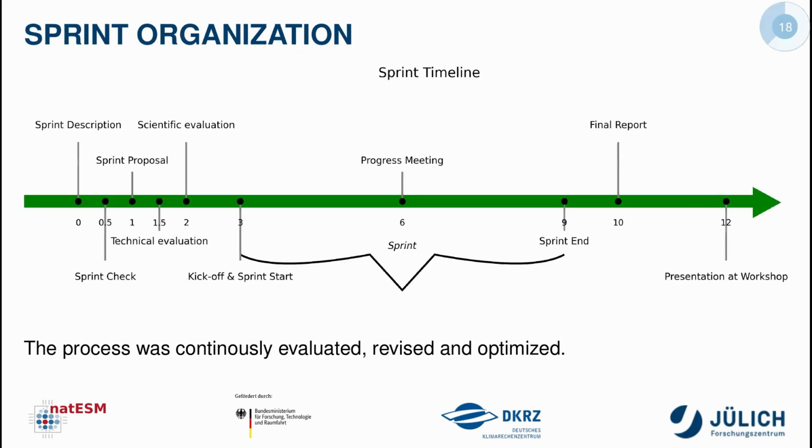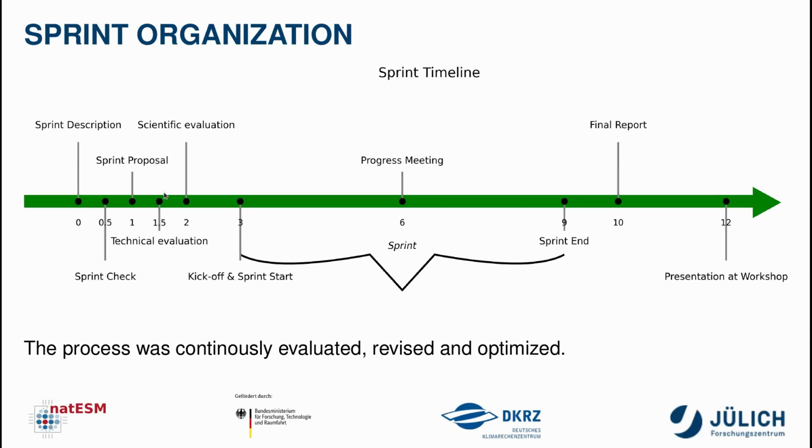So how does it work to actually get a sprint? I would like to explain this here with the sprint timeline. In the beginning, for people who think about having a sprint, there is a very low barrier: you just write an email with a brief sprint description to the coordinator for a very quick check to see if it really fits all the conditions and timeline of the sprint. And if you get a yes or a go, you can write a full sprint proposal, which is usually, I think, 4 to 6 pages long.